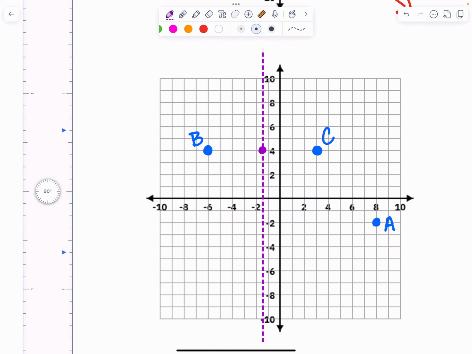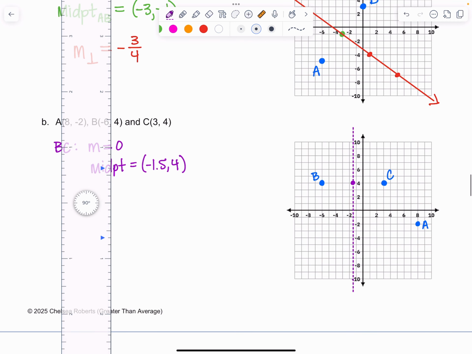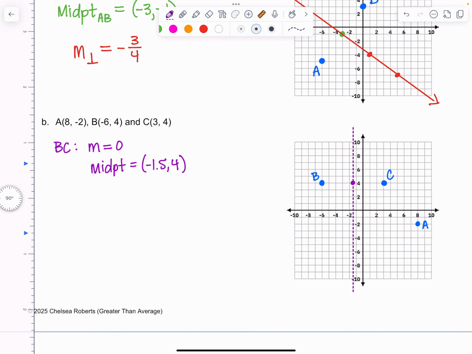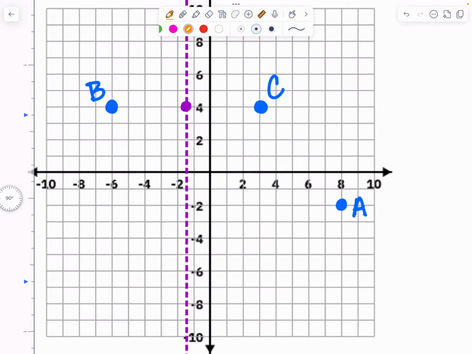Okay. So that is one bisector that I have drawn. So now I need to go and get another 2 points. So now let's look at A and C. Okay, we look at our slope from A to C. Our slope, our rise, we went from 4 to -2, so we went down 6. And then for the X values, we went from 3 to 8, so we went over 5. So that's -6 over 5. That is the slope.